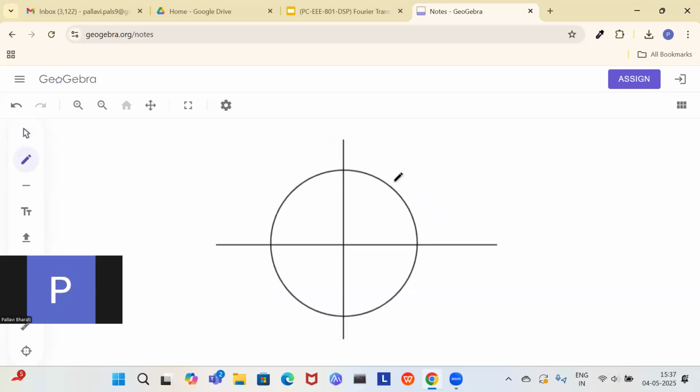Now from here, if you are at this point, and here the angle is say omega. Again, you are moving with the same angle omega, the same distance omega you are moving. Now this, if I am representing as x of n in discrete time, then this is my x of n plus 1. How? Let us see this part.